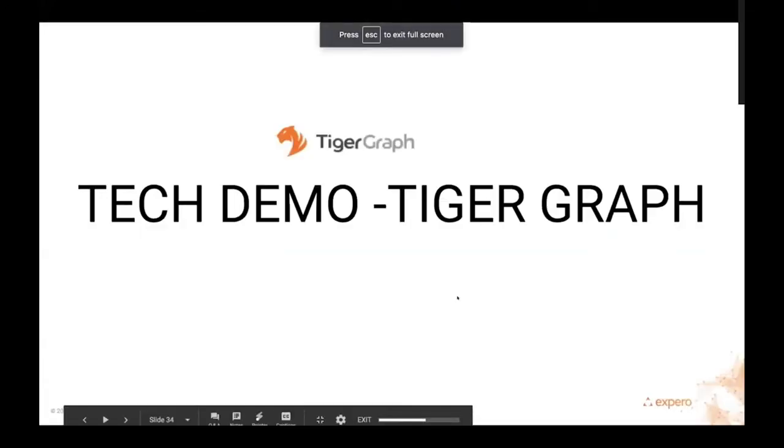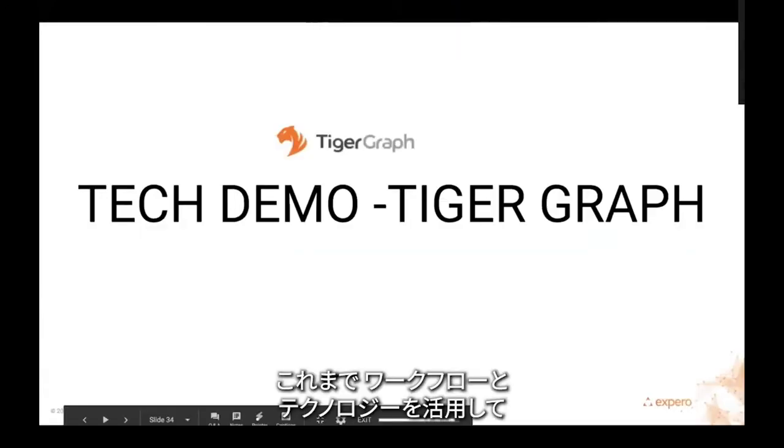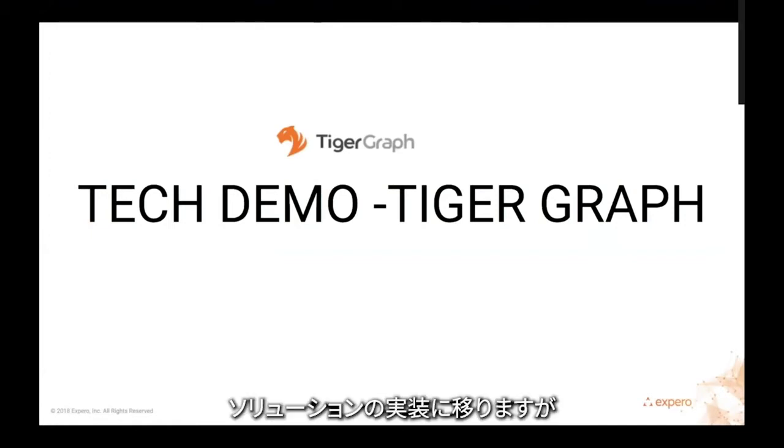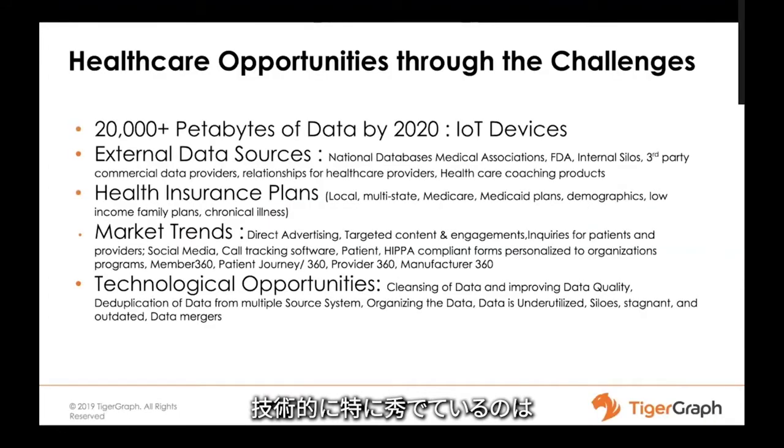So right now, you have seen how the workflow looks, how you can utilize the technology for visualization, the power of graph databases. When we come to the implementation of these solutions, I think something which stands out technically is the scale, the size, and the speed at which we have to perform these operations and take these graphs to production environments.